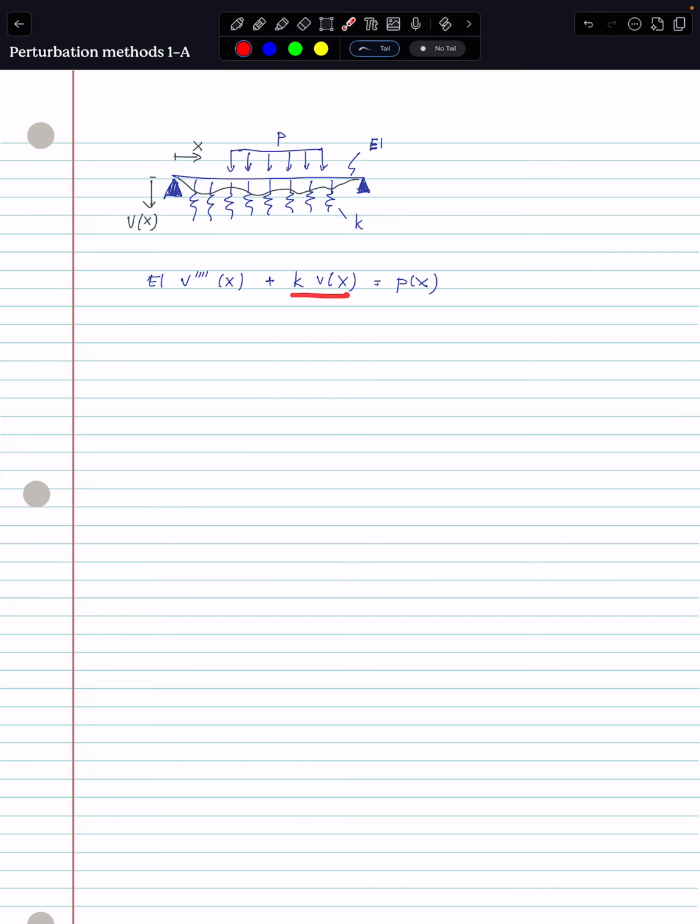The governing equation is made of three different terms. The first one is related to the bending stiffness. The second one is related to the stiffness of the springs. And the third, on the right-hand side, is the applied load. This equation, of course, is a fourth-degree differential equation. It comes with boundary conditions, and if the beam is simply supported, then the boundary conditions are something like this, where L, capital L, is the span of the beam.